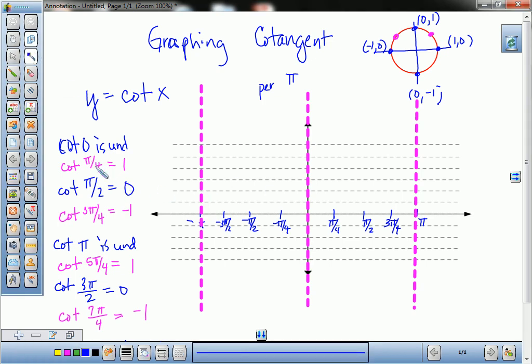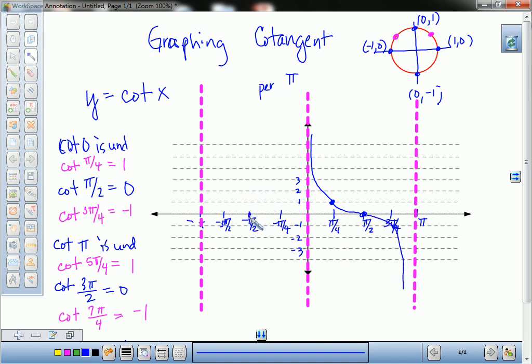So cotangent of pi over 4 is positive 1, cotangent of pi over 2 is 0, and cotangent of 3 pi over 4 is negative 1. So this is positive 1, positive 2, positive 3, negative 1, negative 2, negative 3. So this is how my cotangent ends up looking. And just like with tangent, all those transformations work exactly the same.